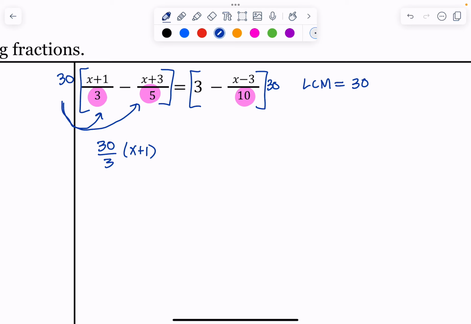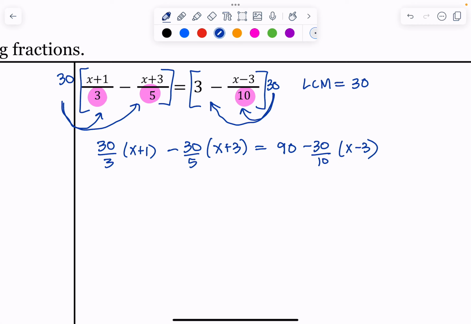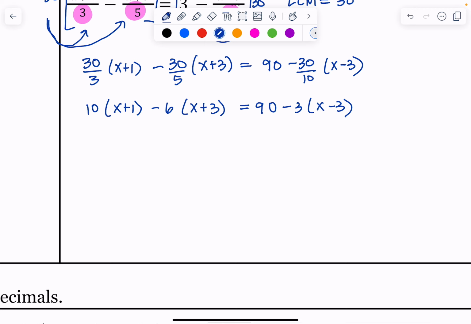And distribute here, minus 30 over 5 times x plus 3 equals, distribute here, 3 times 30 is just 90. Distribute here, minus 30 over 10 times x minus 3. Let's reduce our fractions. So I've got 10 times x plus 1 minus 6 times x plus 3 equals 90 minus 3 times x minus 3. And then from here, we're going to distribute.